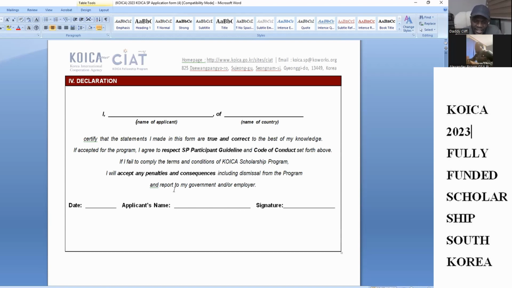Certified things I made in this form are true and correct to the best of my knowledge. I agree to respect the participant guidelines and code of conduct set forth above. If I fail to comply with the terms and conditions of the KOICA scholarship program, I will accept any penalties and consequences, including dismissal from the program and a report to the government and/or employer. Yeah, you can report to your home government or the person employing you.